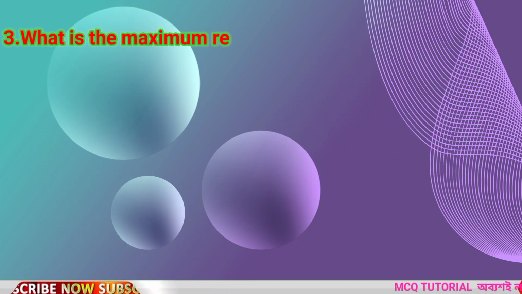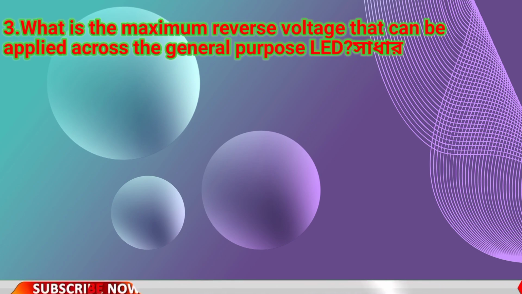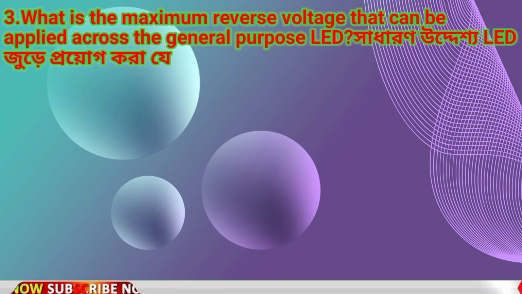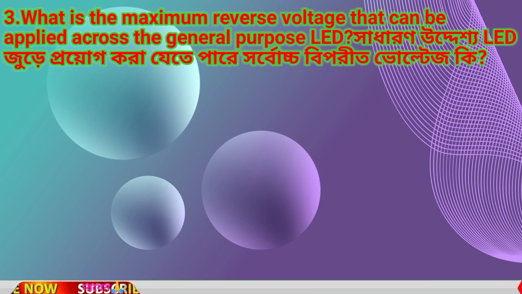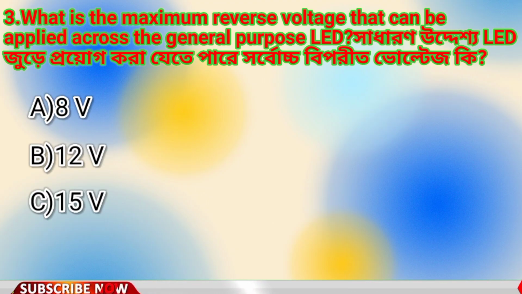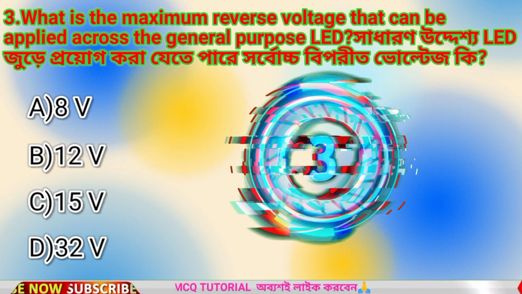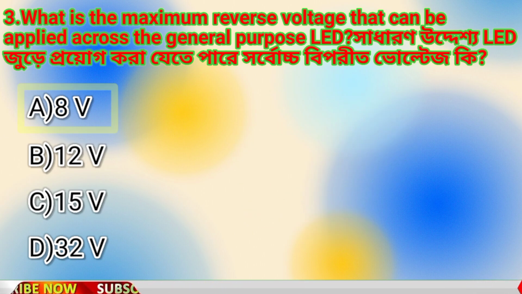What is the maximum reverse voltage that can be applied across the general purpose LED? Option A 8 volt, option B 12 volt, option C 15 volt, option D 32 volt. উত্তর হবে option A 8 volt.